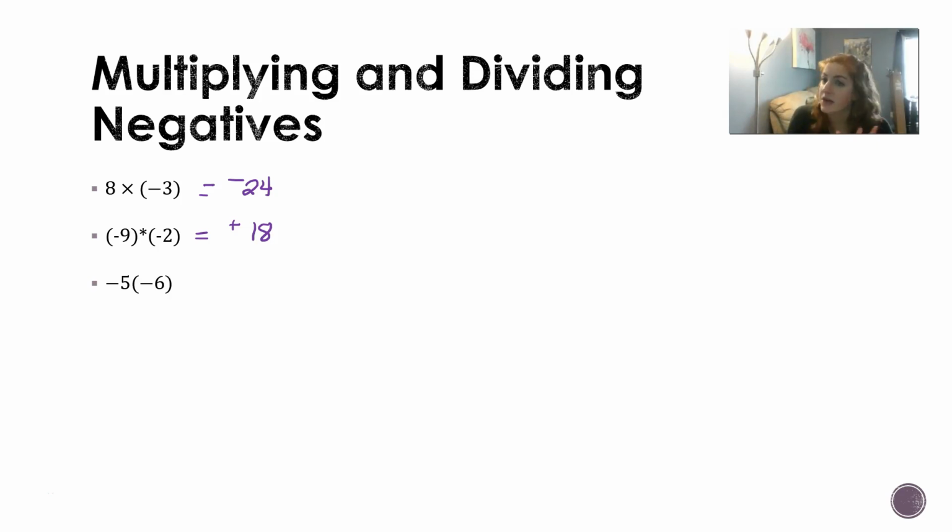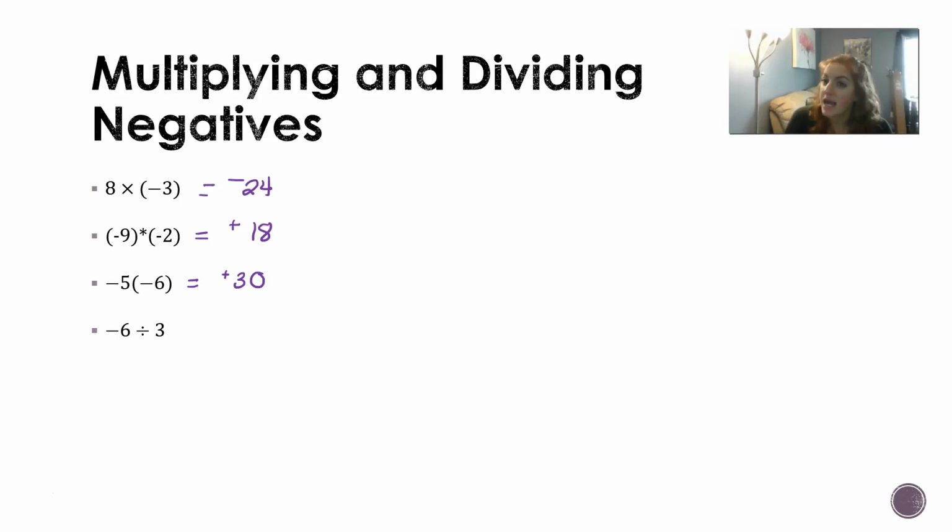Here, this is another multiplication problem. Note when there's a number next to a parenthesis, it's actually a multiplication, okay? It's assumed multiplication if we don't see an operation there. So negative 5 times negative 6, two negatives multiplied are going to turn into a positive, and this will turn into a positive 30.